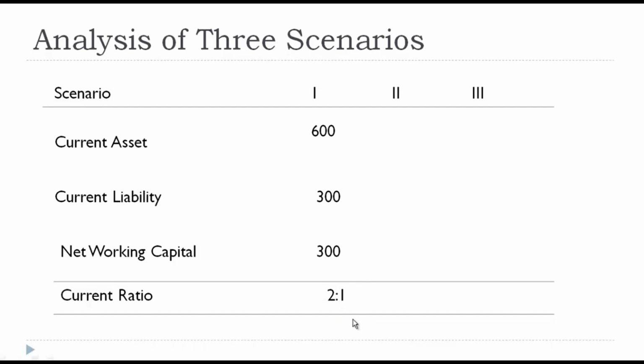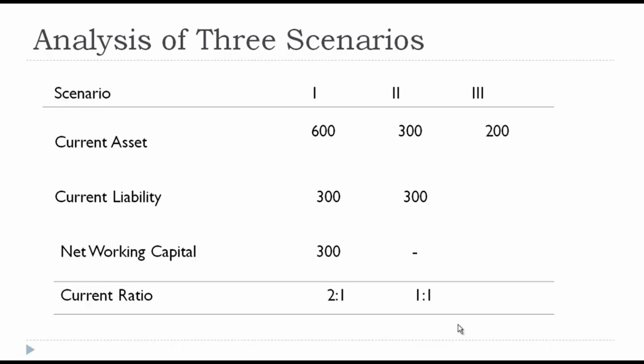And what happened in scenario 2? The current asset was 300 and current liability was also 300. So there was no net working capital. It means all the current assets were funded only by current liabilities. Nothing had come from long-term funds. And here what was the current ratio? It is 1:1. In scenario 3, what happened?